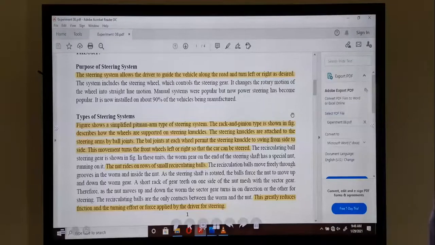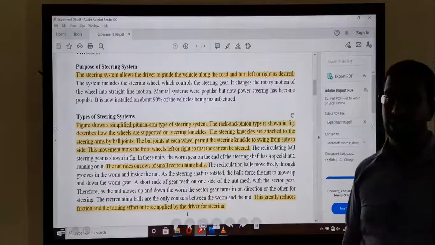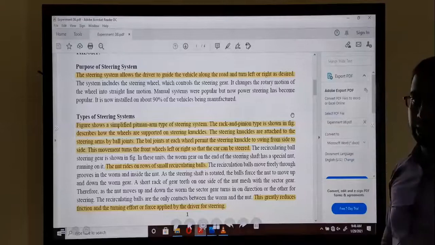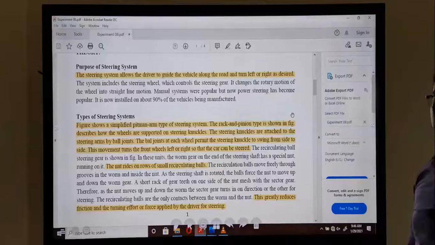First, an introduction to what steering is. The steering system allows the driver to guide the vehicle along the road and turn left or right as desired, because the steering is used to turn the vehicle to a desired direction.